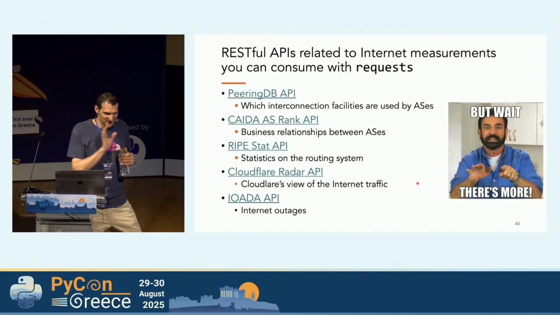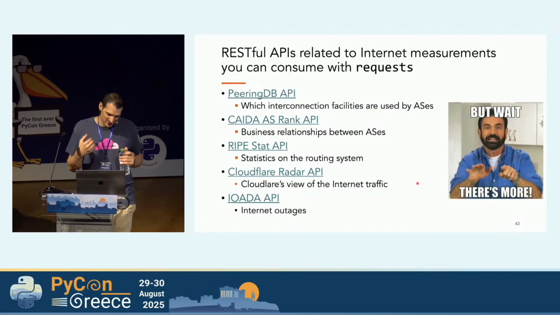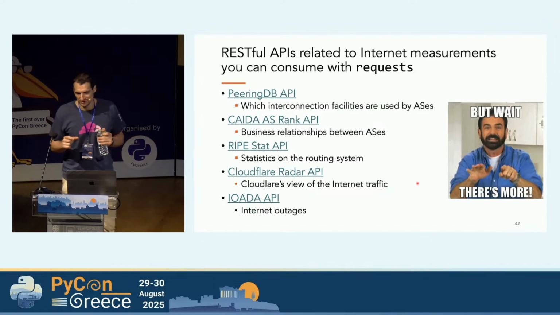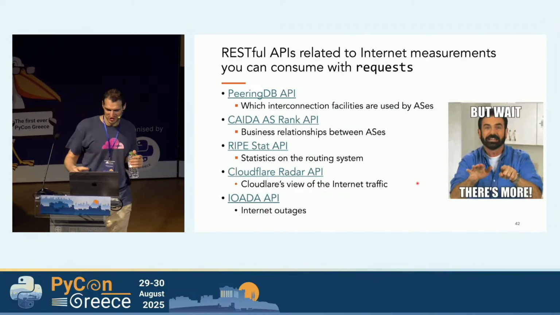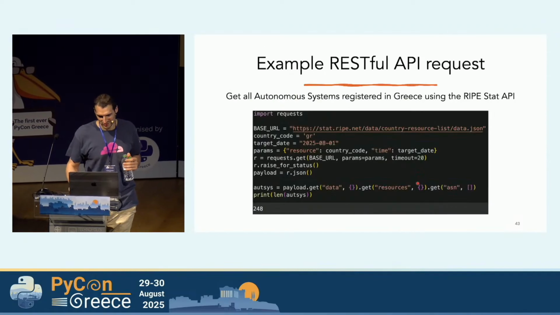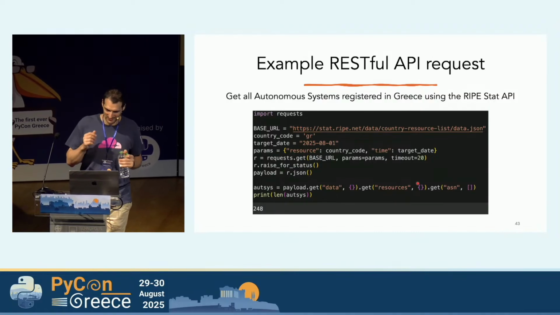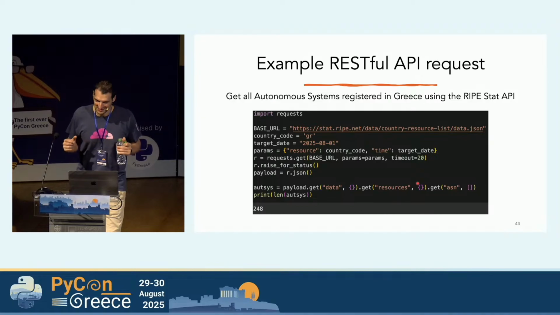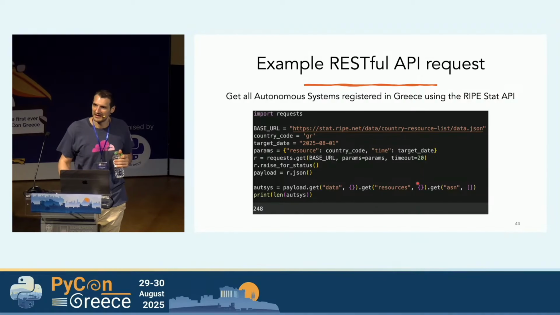Now, I've covered a lot so far, but there is much more. There are many open data sets that provide RESTful APIs. They don't have a Python library. Maybe you can go and build one, but we can still consume these APIs with requests. So here, for instance, I'm querying the RIPEstat API to get all the ASes that are registered in Greece. And we see, as of today, there are 248 ASes.